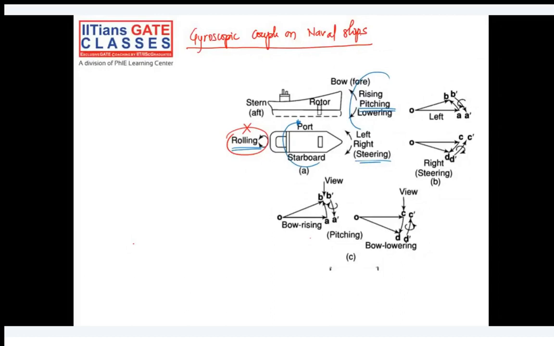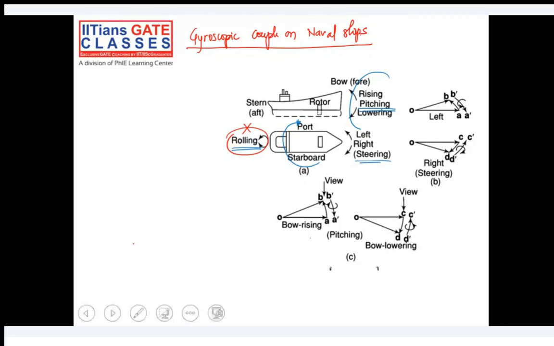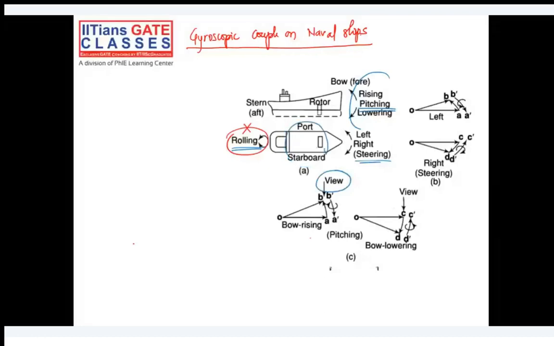So it is clockwise direction in the sense that if you look from the top, when the bow is rising, the reaction couple is clockwise. If you look from the top side, view from the top side, the effect of it is that the ship will slightly move towards right because the couple is clockwise, so our ship will slightly move towards right or towards the starboard side.